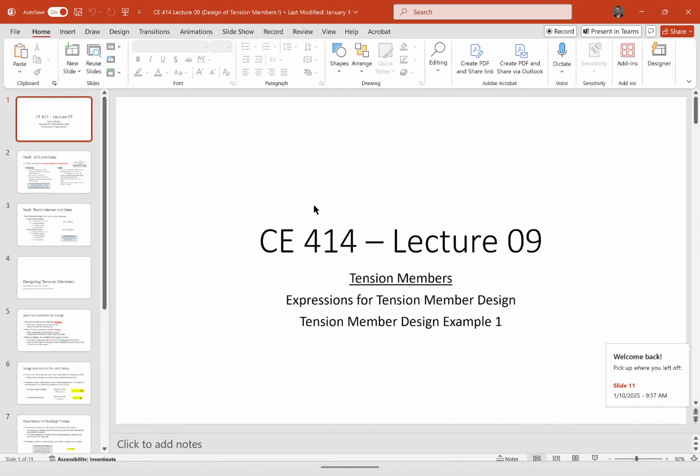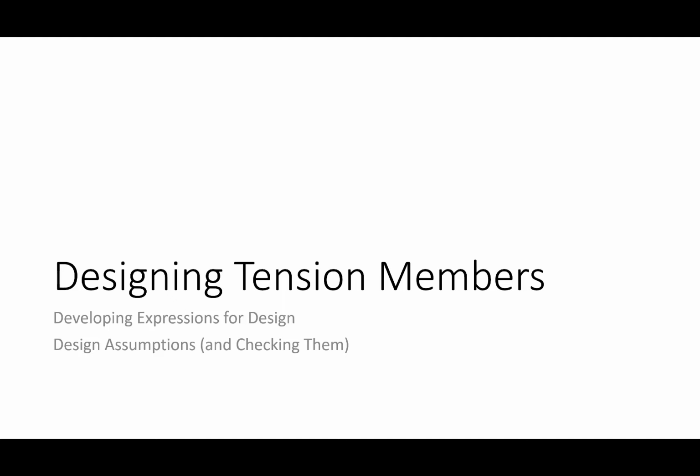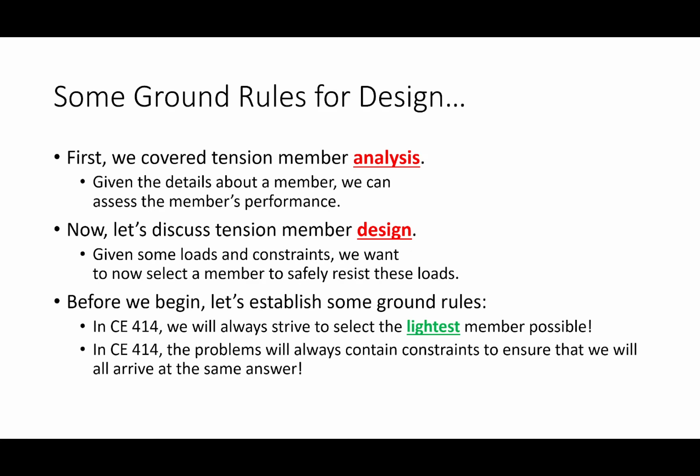I want to give you a taste of design. We're going to talk about this in much more detail Monday and Wednesday, but let's talk a little bit about design. Tension member analysis is, given a member, assess the member's performance, right? Tension member design is picking the member to withstand the loads, right? We need to open up this manual with thousands of data points and sections and find the shape that is most optimal, okay?